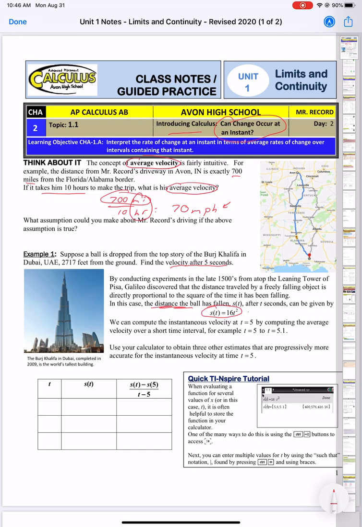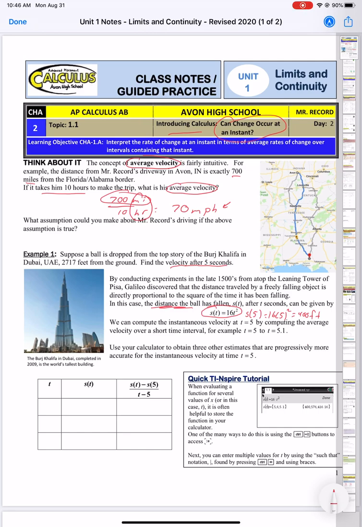Let's figure out how far the ball fell in 5 seconds. So we're going to find S of 5, because 5 is t seconds after the ball is dropped. So we're going to do 16 times 5 squared. 16 times 25 is 400 feet. The ball fell 400 feet in that 5 seconds. So now we know how far it has fallen, but we don't know how fast it's currently falling.